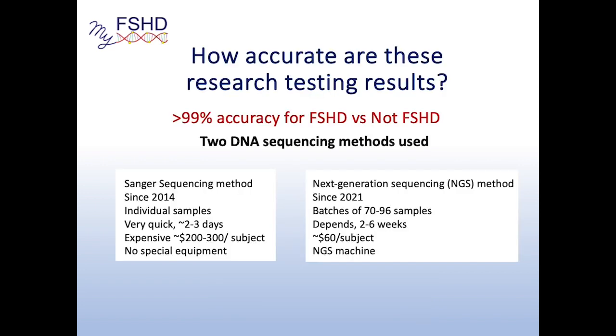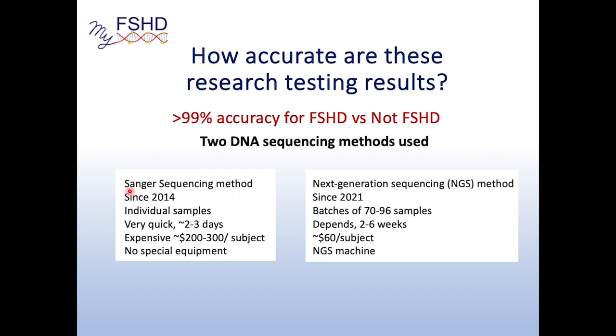All right, so how accurate are these results? Well, we have two different ways that we do the DNA sequencing, and both of them have shown to be greater than 99% accurate to identify FSHD versus not FSHD on genetically defined samples that we have in the lab. And we've actually together done more than 700 samples, and we'll show you the stats in a second.